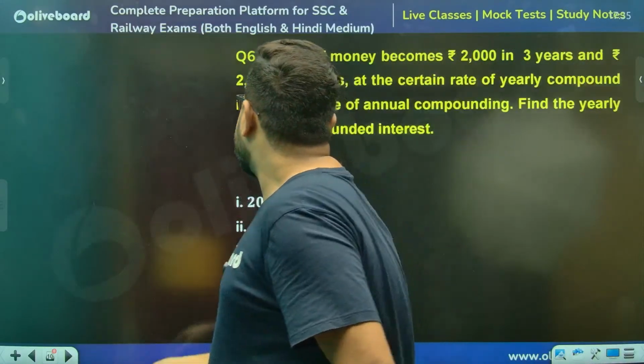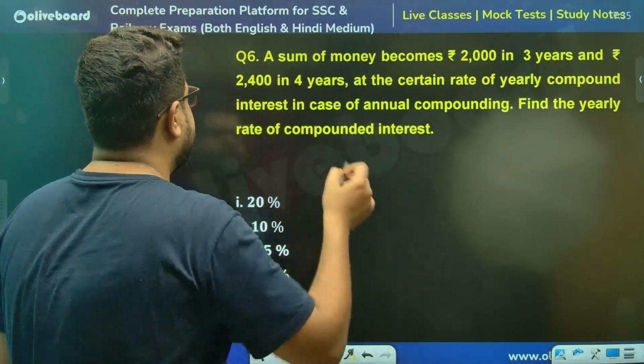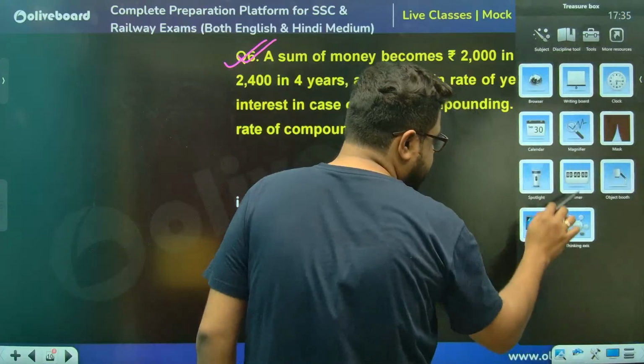Next ones. Acha. Okay, chalo, let's do this one as well. This is a good question. This is actually a good question on compound interest.